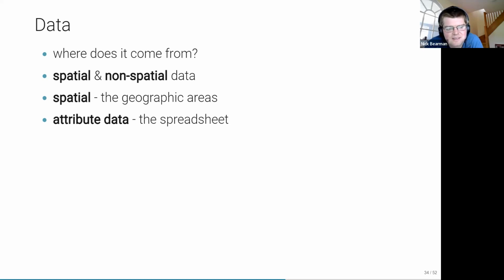So this is almost like the table that sits behind the GIS, the spreadsheet. So you'd have one row for each of your geographic units. So it might be one row for each country. And then you have one or more columns of data that you are showing. So it could be population, it could be area, it could be life expectancy, infant mortality, and so on, whatever you want.